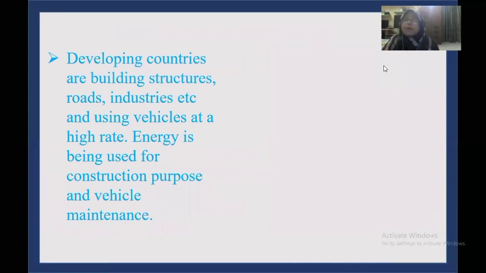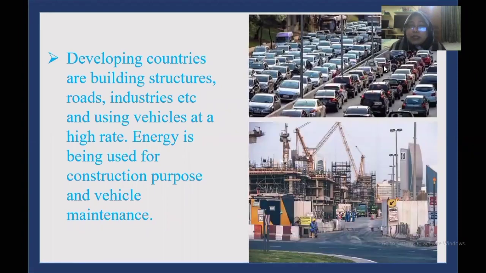Now, developing countries are building structures, roads, industries, etcetera at a high rate, and because of that, energy is being used for construction and vehicle purposes, and vehicle maintenance too. Look at this picture. These are the proof of this type of statement. Here, a big number of cars that we are watching are used in developing countries, and natural energy resources are also used in this type of construction, a lot of energy in these sectors.